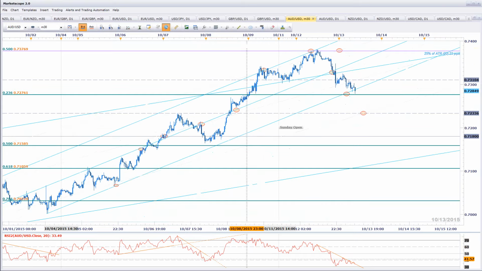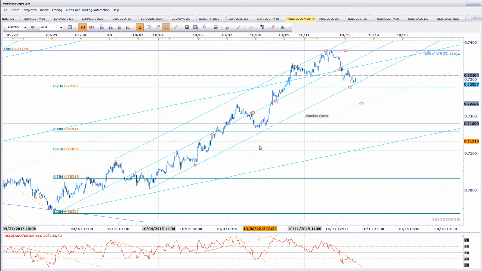And the only thing I wanted to highlight here is that gray pitchfork. It's been a little loose on the upper and lower median line parallels, as you can see here, but it confluences with that swing high from last week really nicely at 72.33, 72.40.